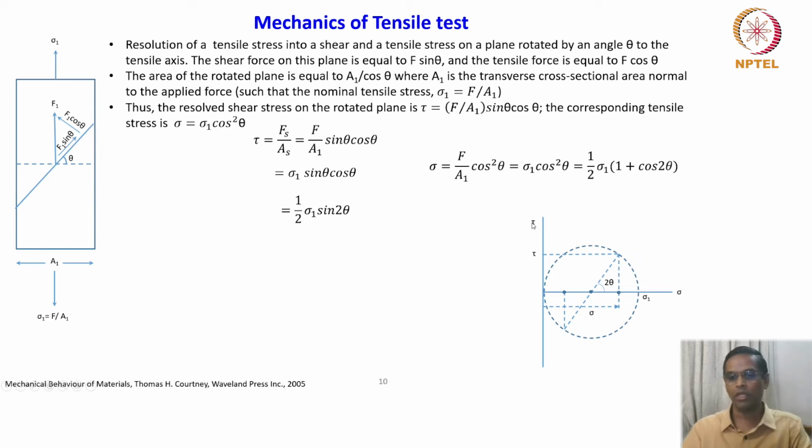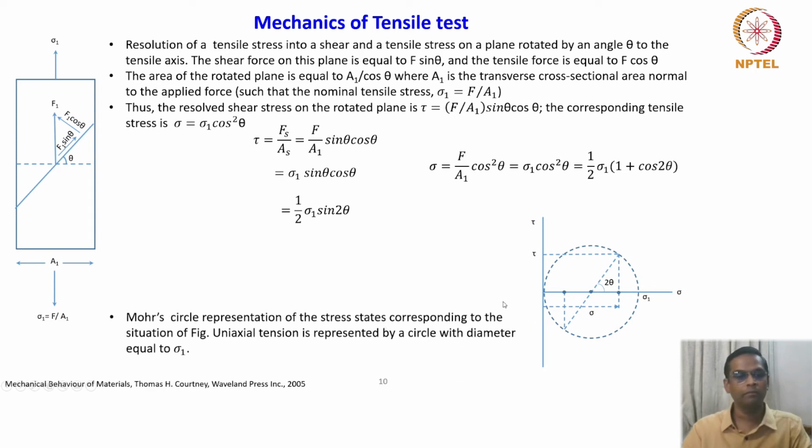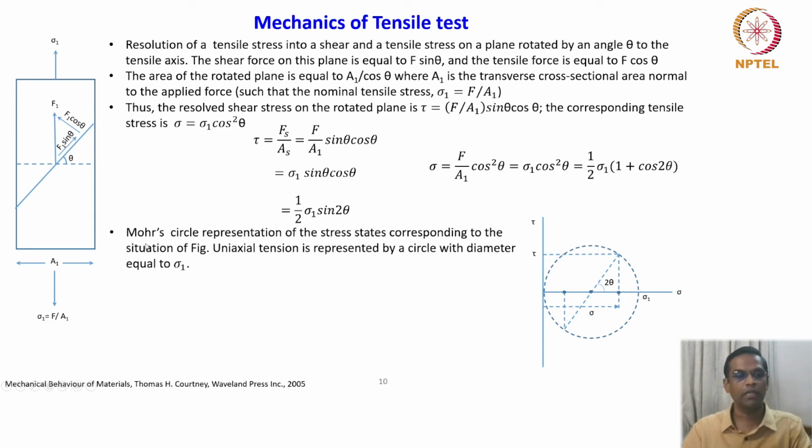So what is shown here? As I told you, the only principal stress in a tensile test is sigma 1. So around this we'll make a circle, so that becomes a diameter. Sigma 1 becomes the diameter of a Mohr circle. And this is what is written here: a Mohr circle representation of the stress state corresponding to the situation in figure 1. Uniaxial tension is represented by the circle with the diameter equal to sigma 1. This is what I just said.